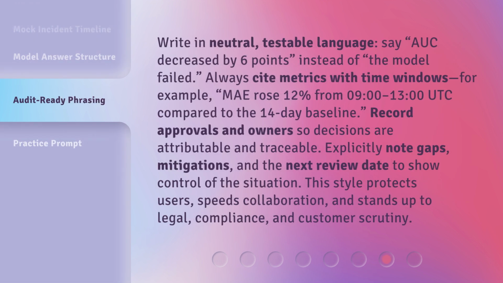Write in neutral, testable language. Say AUC decreased by 6 points instead of the model failed. Always cite metrics with time windows. For example, MAE rose 12% from 09:00 to 13:00 Coordinated Universal Time compared to the 14-day baseline.